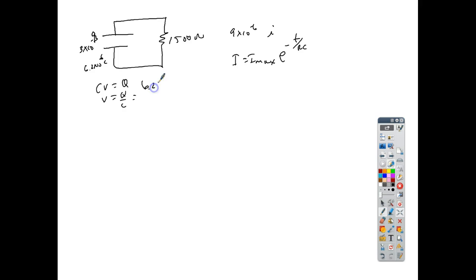So 6.2 times 10 to the negative 6 over 3 times 10 to the negative 9th gives me a number bigger than 2. 2 point what? 2.67 times 10 to the positive third. Is that okay with everybody?